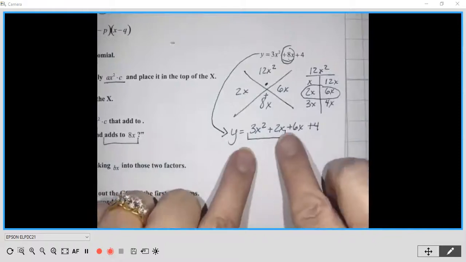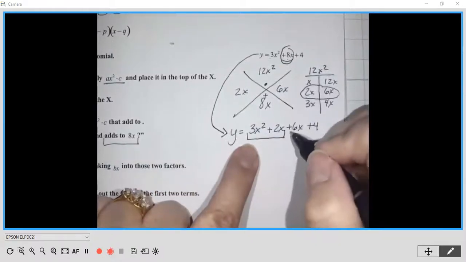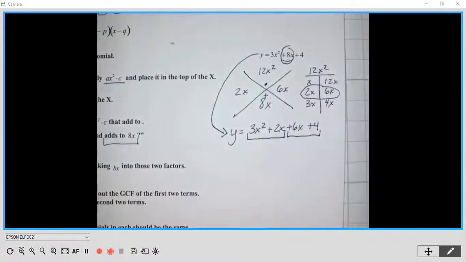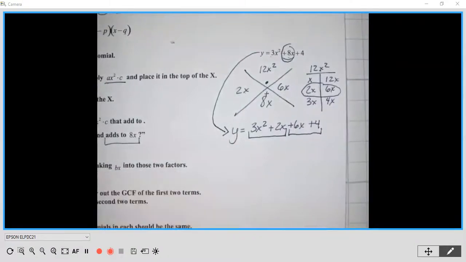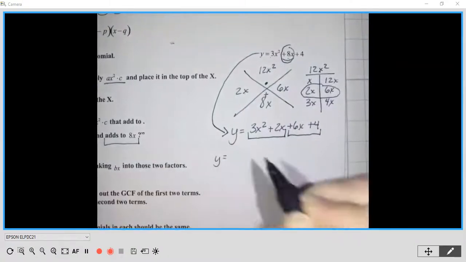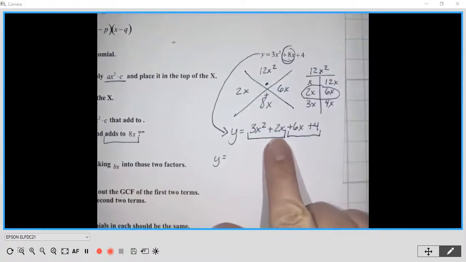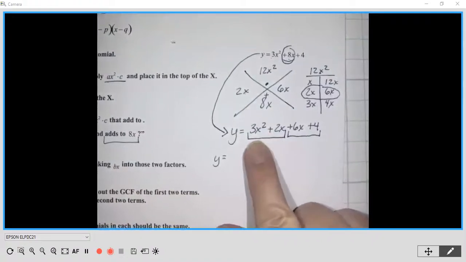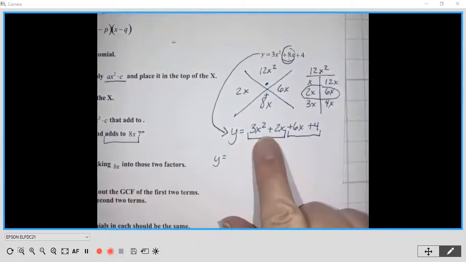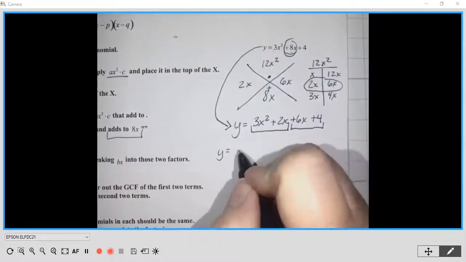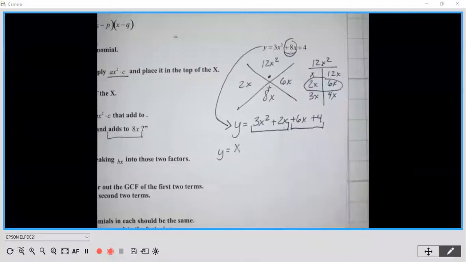Okay, so this first group is the first two terms, including their signs, and the second group is the second two terms, including their signs. So now I'm going to look at the first group. I'm going to bring down my y equals. I look at my first group, 3x squared and 2x. What's the greatest common factor of 3x squared and 2x? Well, the only thing they have in common is an x. So I'm going to factor out an x from those two terms.